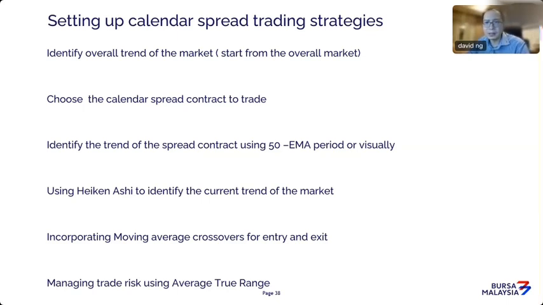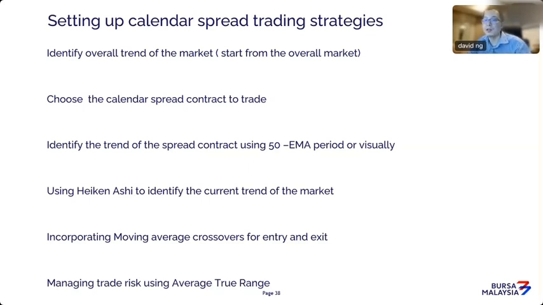Now, secondly, is always to choose the calendar spread that you're looking at. So right now, July is the active month. Look at July, August, or even August and September. These two particular contract months should get more volume as they become active.